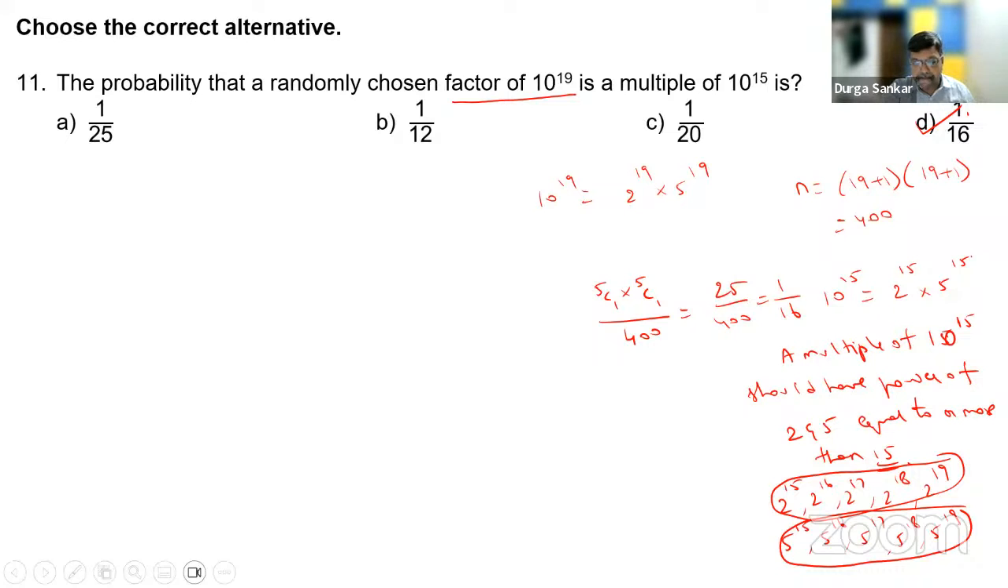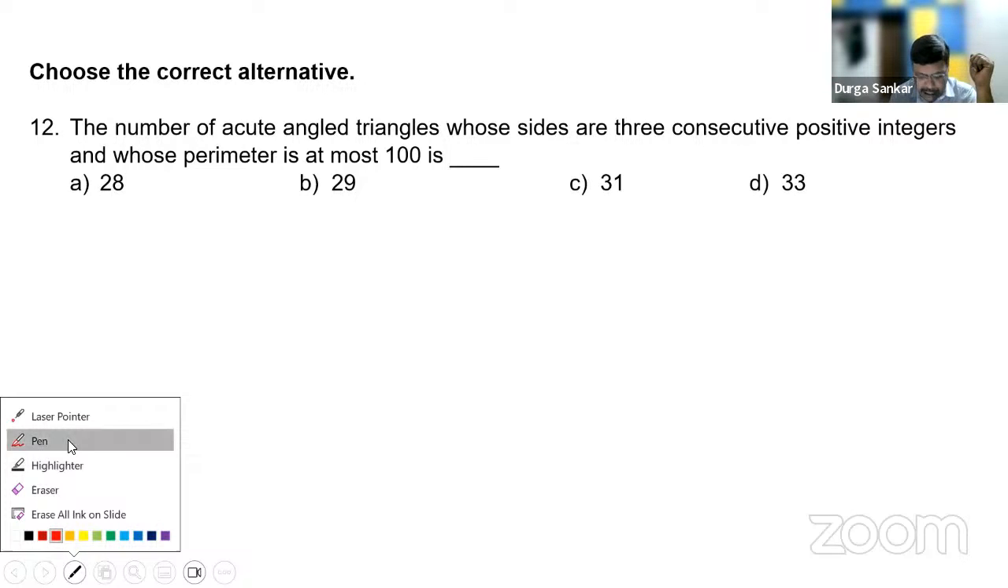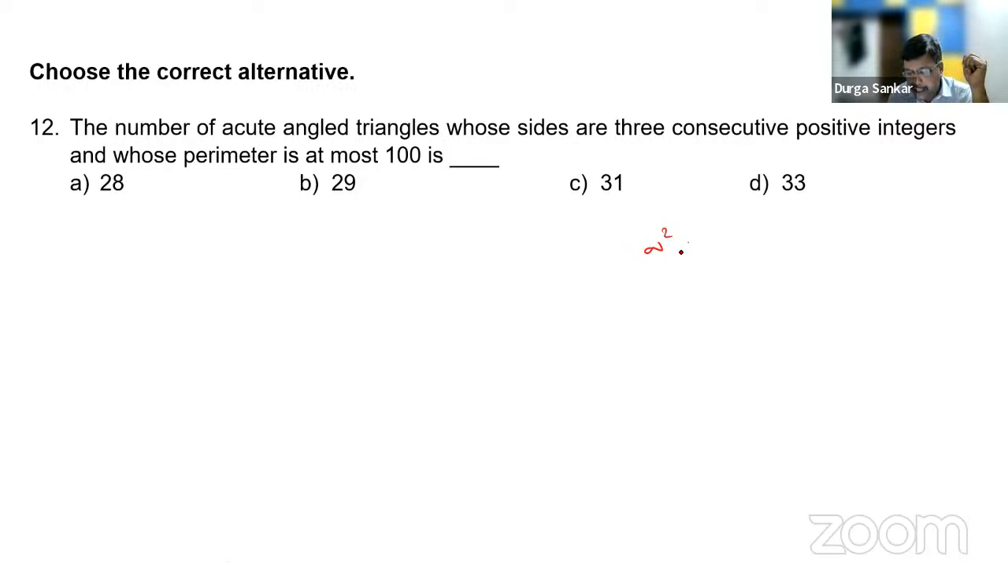Next one. The number of acute angle triangles whose sides are 3 consecutive positive integers and whose perimeter is at most 100. I want an acute angle triangle, which means I need to look at the sides which satisfy the property that a square is less than b square plus c square, where a is the largest side.